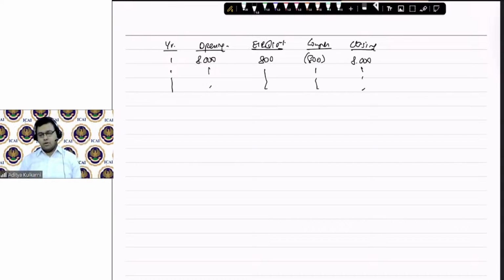वो कभी खत्म ही नहीं होगा. 10% is the market rate which is assumed for an instrument which is not in perpetuity. So that becomes my EIR. Okay. So 8,000 opening, 8,000 closing. Every year this is going to be the story.